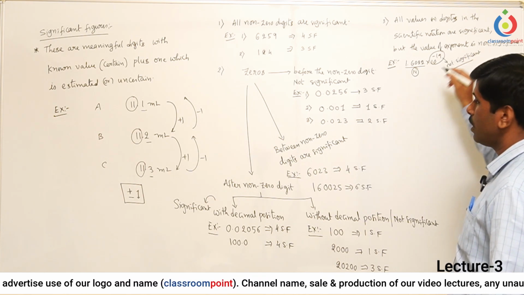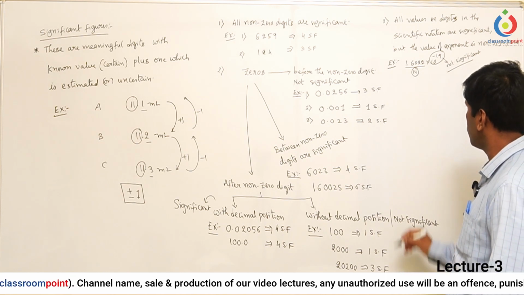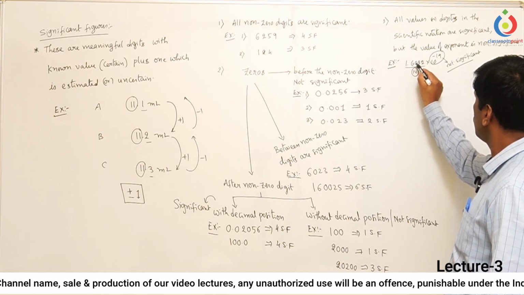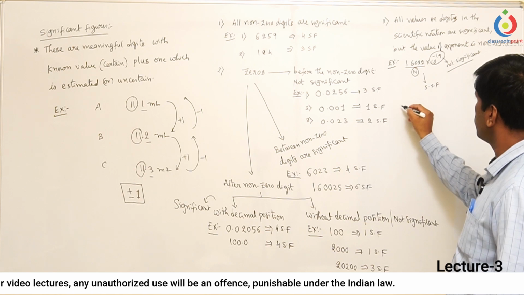What are the use of exponent forms? They only show the decimal positions. That's why they are not significant. Now here, how many are there? 1, 2, 3, 4, 5 are there. So this is having 5 significant figures.